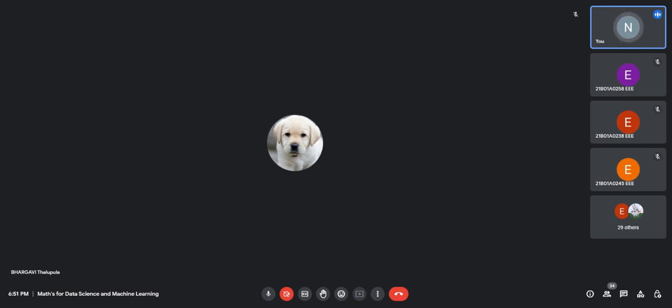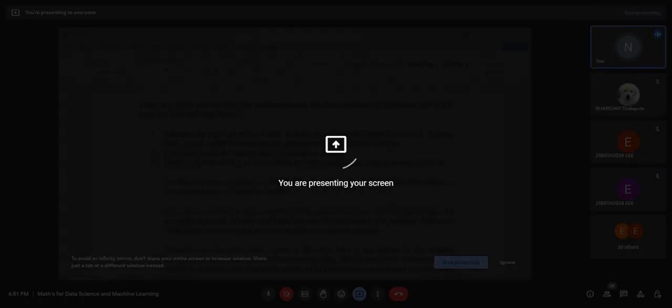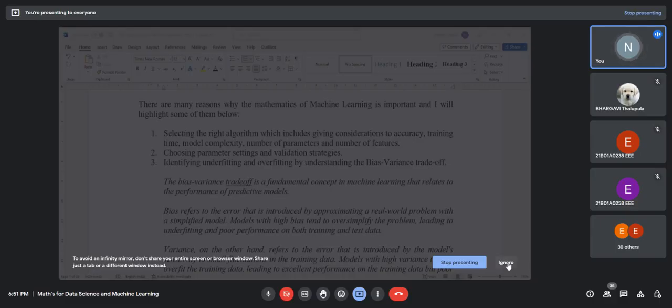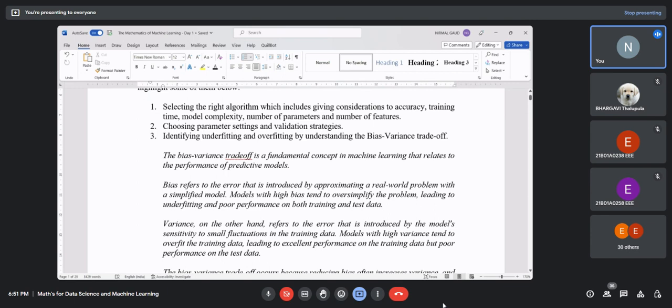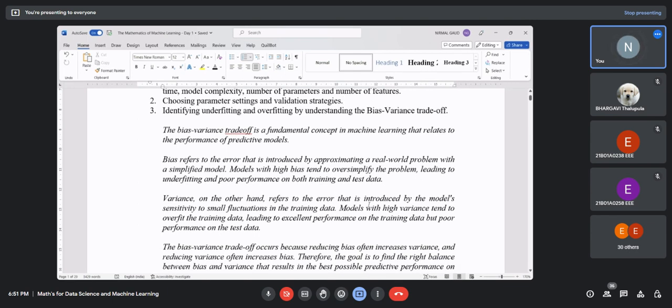Okay, so that's the issue related to overfitting and underfitting. That means ultimately we are not getting the desired results. So the point is, why does this happen? Because of the bias and variance trade-off. So what is this bias and variance trade-off? Understand it: it's a fundamental concept in machine learning that relates to the performance of the model. So we are talking about overfitting and underfitting, which means we are talking about the performance of the model.